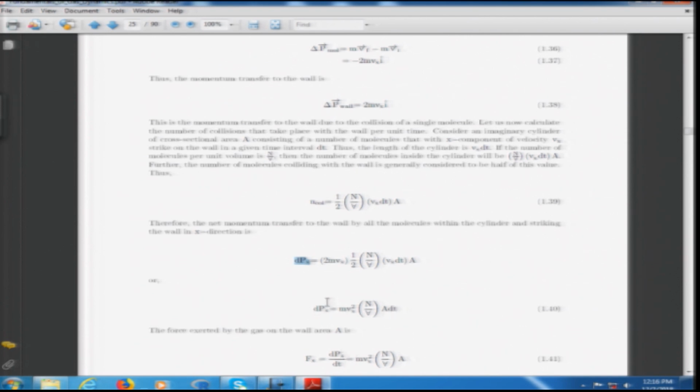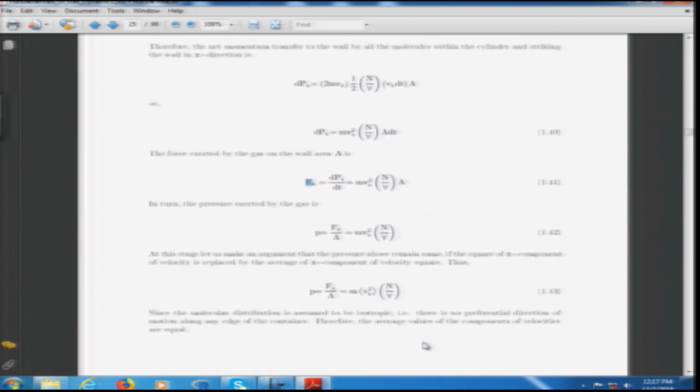That means the linear momentum per unit time, the rate of linear momentum change. Newton's second law says this is nothing but the applied or impacted force by the molecules on the wall, that is Fx equals dpx by dt equals mvx square n by V A. Now, since force per unit area is known as pressure, therefore P is equal to Fx by A, that is mvx square n by V.